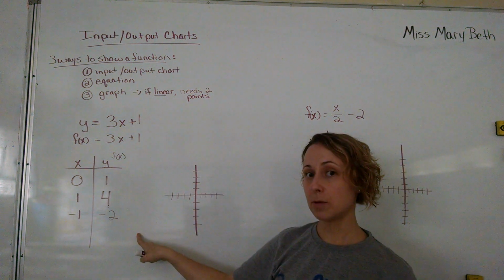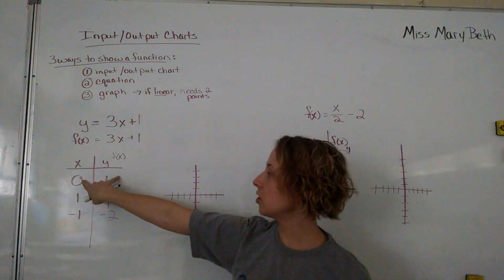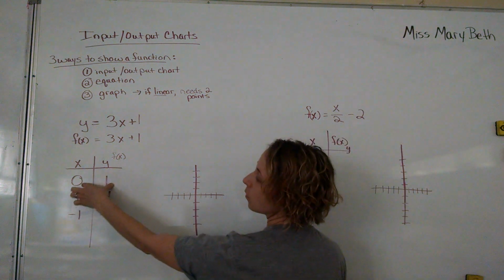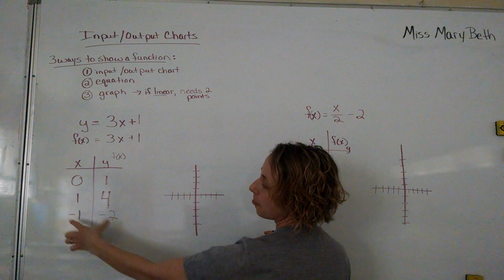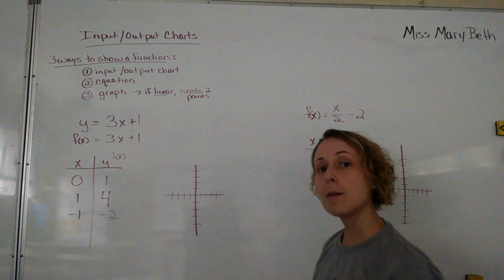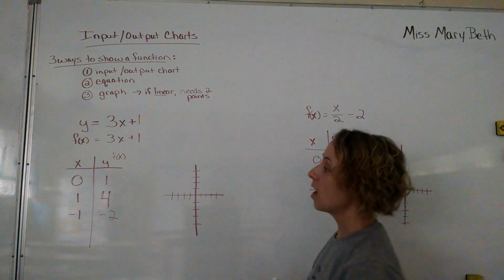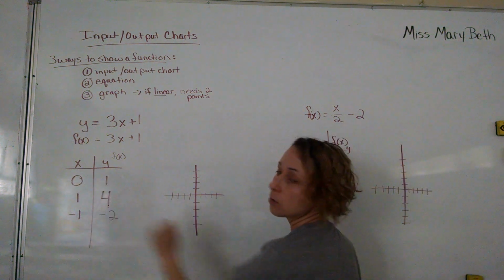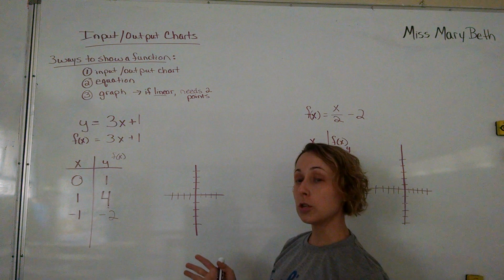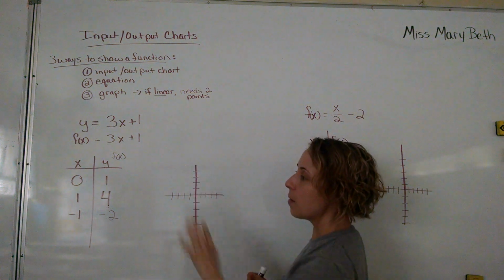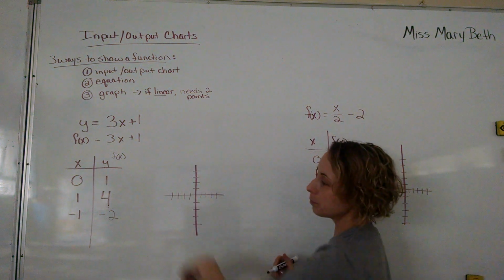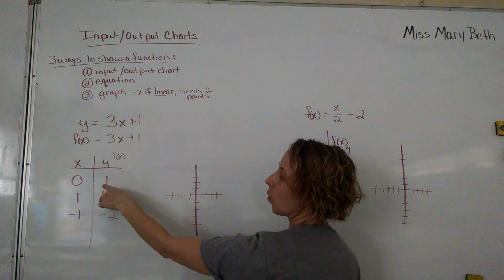I wrote it as an input-output chart. Now, each of these sets of values, 0, 1, 1, 4, negative 1, negative 2, become the points for my coordinate graph. They become my ordered pairs. So let's put these 3 points on my graph. I only need 2, because 2 points would give me the line, but I'm going to put 3 because I have all 3.